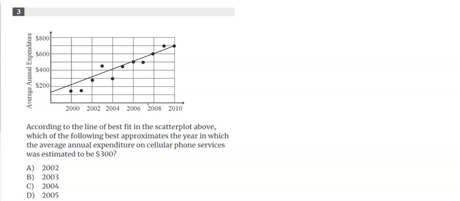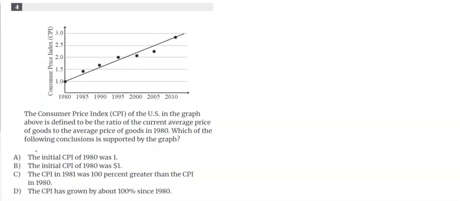According to the line of best fit, your average expenditure on cell phone service was estimated to be 300. So 300 is right about here. So I go over to the line of best fit and go down. That's about 2002-ish.